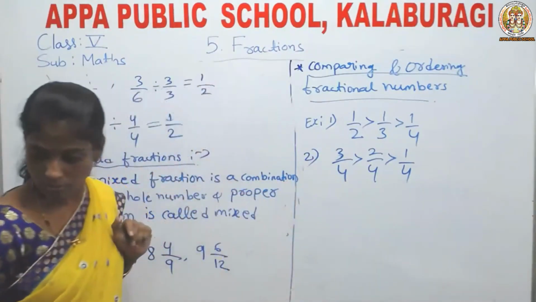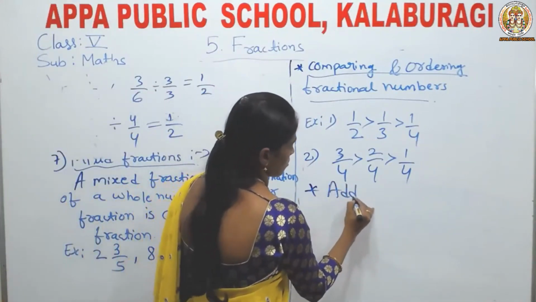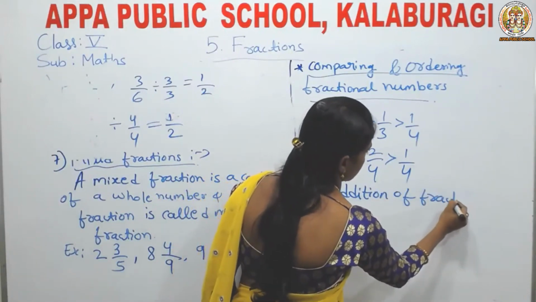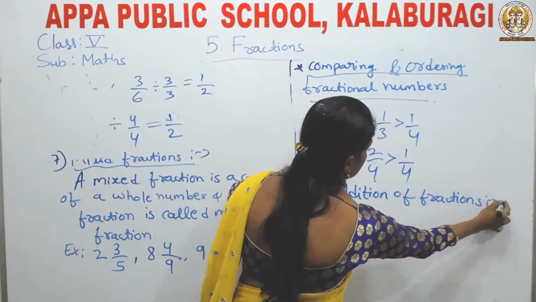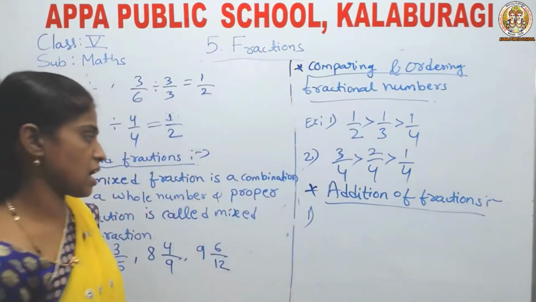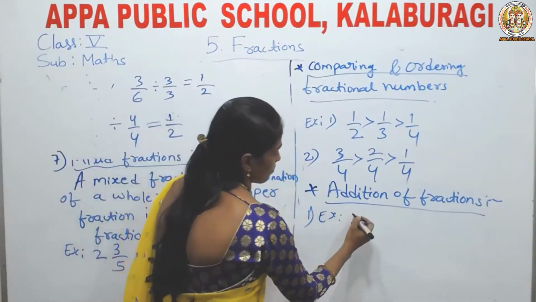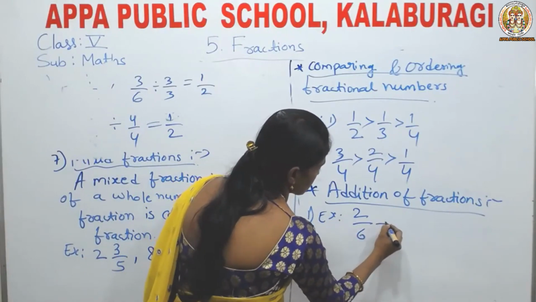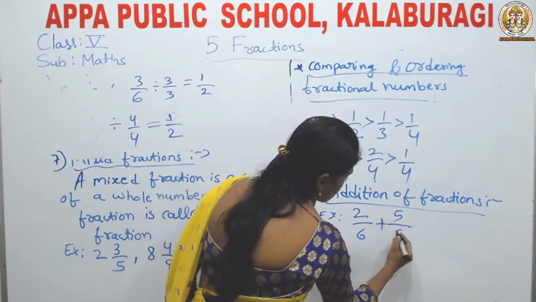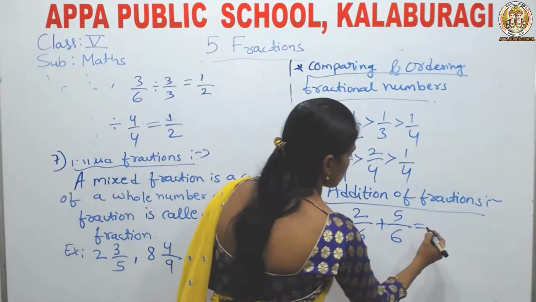Next, addition of fractions. In this, when the denominator is the same. For example, denominator is the same: 2 by 6 plus 5 by 6. Okay, the denominators are the same. Now do the addition like this.